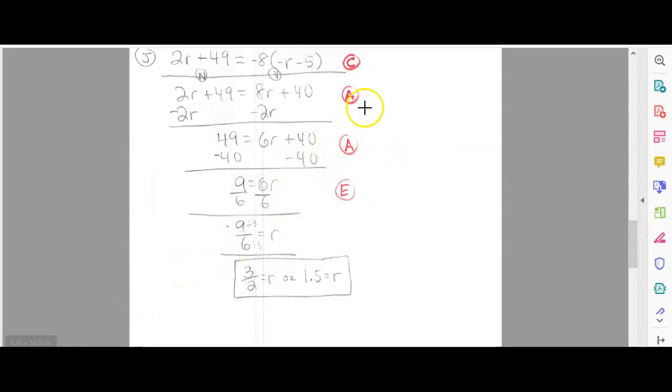All right. So I have the equation 2r plus 49 equals negative 8 times the quantity of negative r minus 5. So we're going to apply distributive property here, as always. All right, so let me go ahead and put a smart cut here. Smart cut. All right, so I don't think I'm actually subtracting here. So let's apply distributive property. So I have, can I get this thing? Okay, I'm up here, so it's a little difficult.